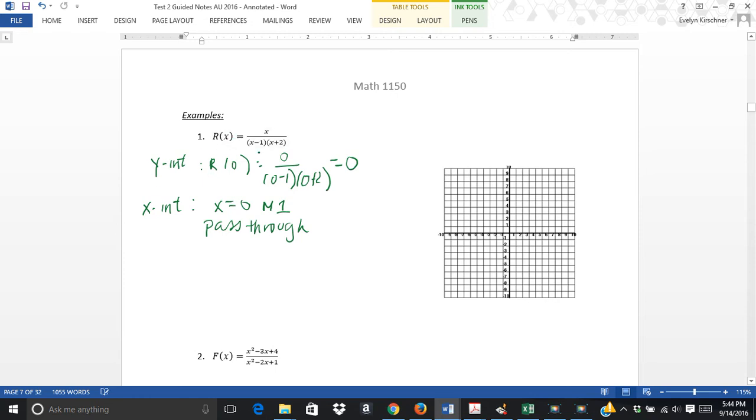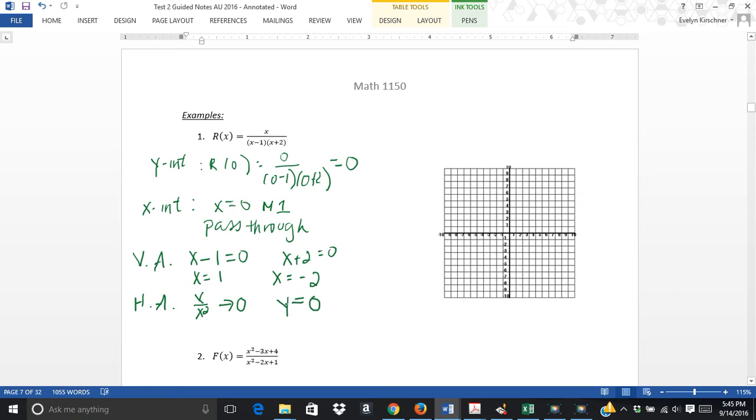Okay, now I have to find vertical asymptotes. Well, vertical asymptotes are when the denominator is 0, so I have x minus 1 equals 0 and x plus 2 equals 0. That means I have a vertical asymptote at 1 and at negative 2. My horizontal asymptotes, if I look at this, this is really like x squared plus something. So this looks like x over x squared. So that means that it's going to 0. So I have a horizontal asymptote at y equals 0.